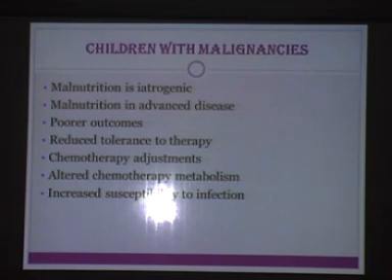Malnutrition in cancer is iatrogenic. Malnutrition usually occurs in advanced disease. It is usually associated with poor outcome, reduced tolerance to chemotherapy, altered chemotherapy metabolism, and increased susceptibility to infections.